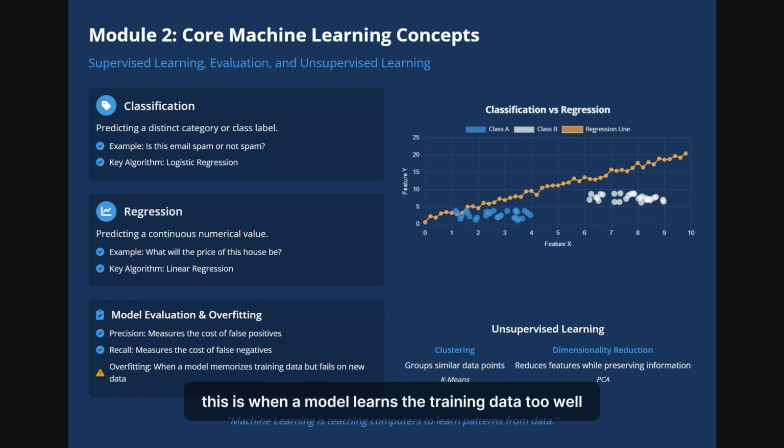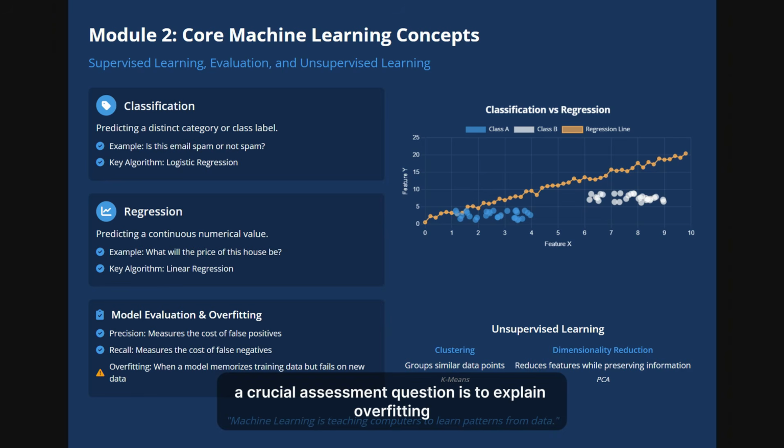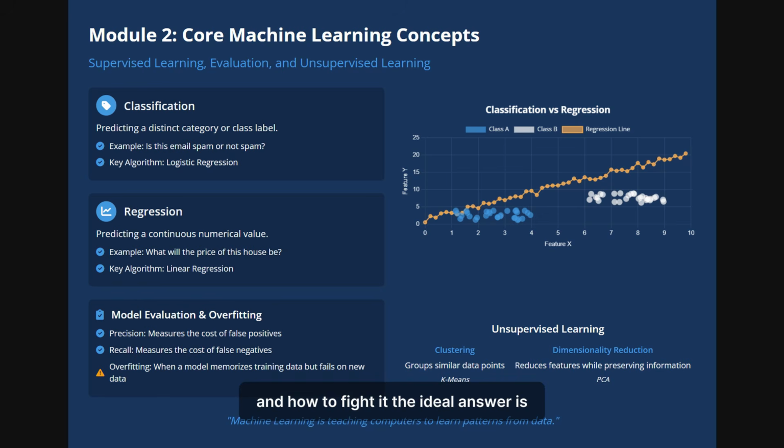This is when a model learns the training data too well, including its random noise. It's like a student who memorizes a practice test but then fails the real exam because they didn't learn the actual concepts. The goal is to find the sweet spot between a model that's too simple and one that's too complex. A crucial assessment question is to explain overfitting and how to fight it. The ideal answer is, overfitting is when a model fails to generalize to new data because it memorized the training data.